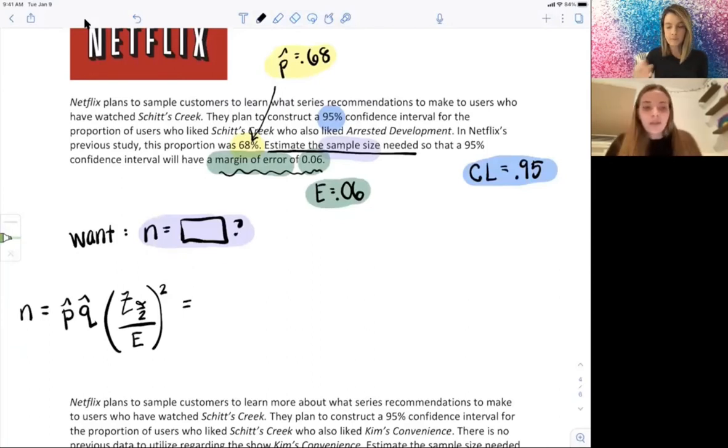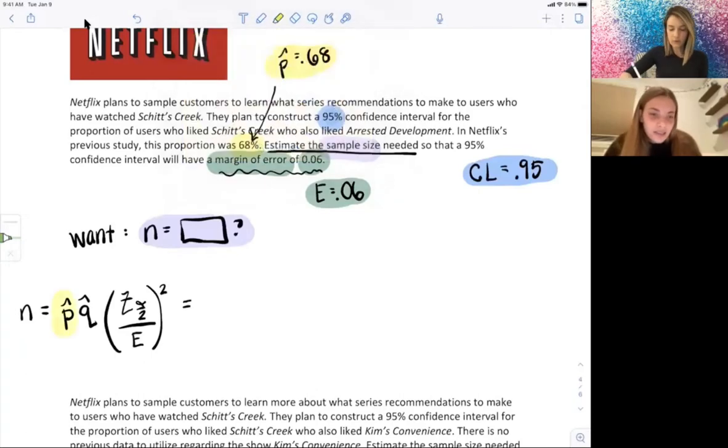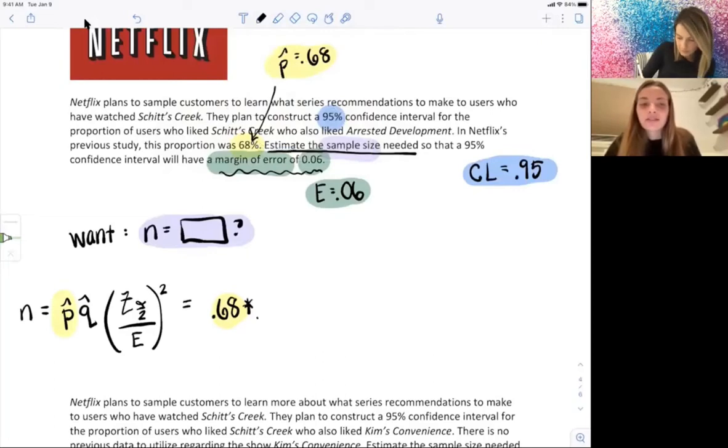So we know that p hat is 0.68. Cool. And if p hat's 0.68, can we find q hat? Q hat is 1 minus p hat. Perfect. So in this case, it would be 1 minus 0.68. So it would be 0.32 is our q hat. Right. If there's a 68% chance it's going to rain, there's a 32% chance it's not going to rain, right?